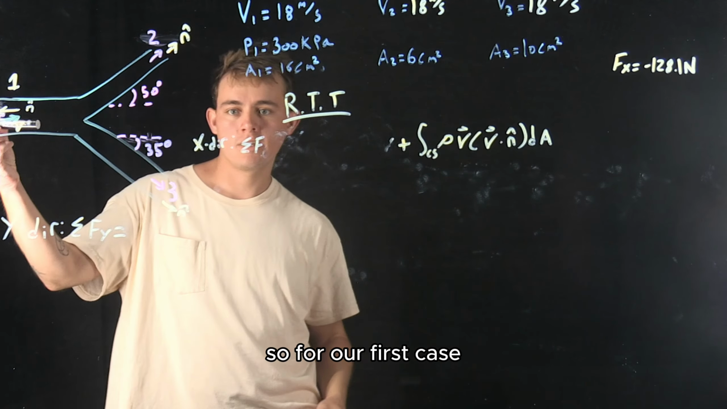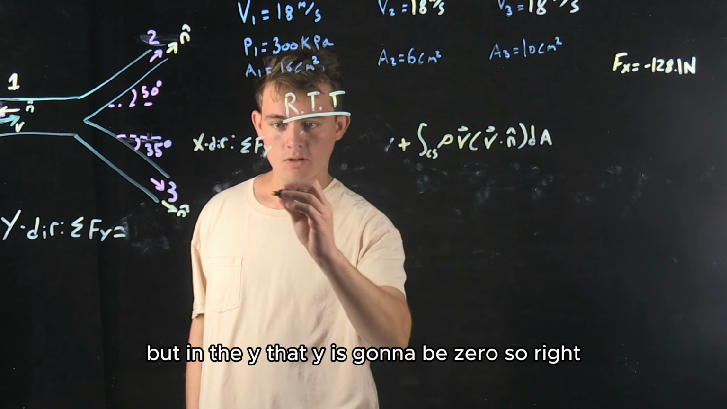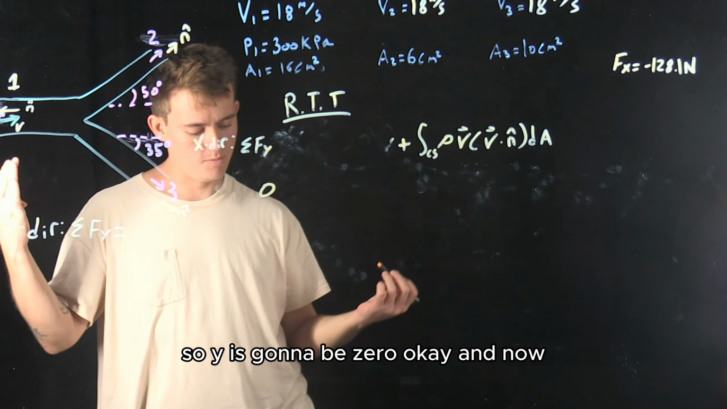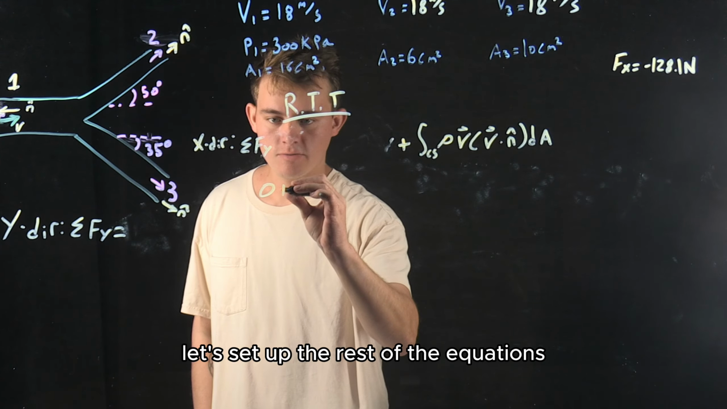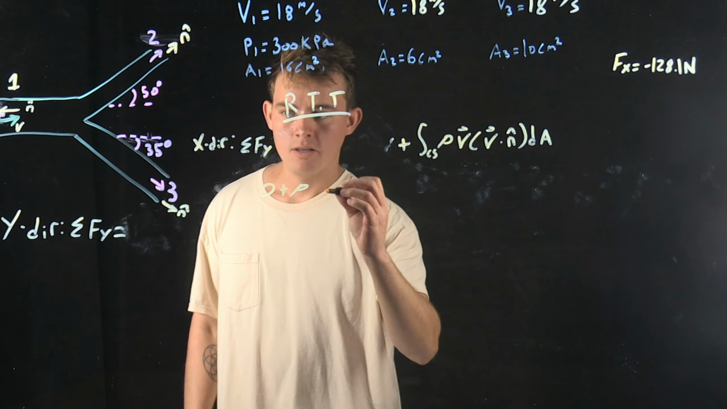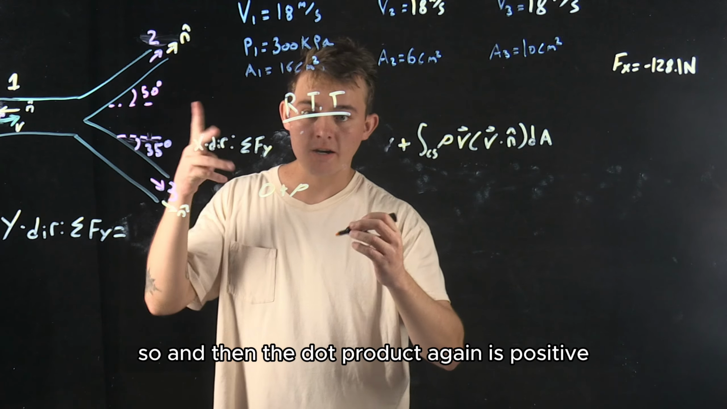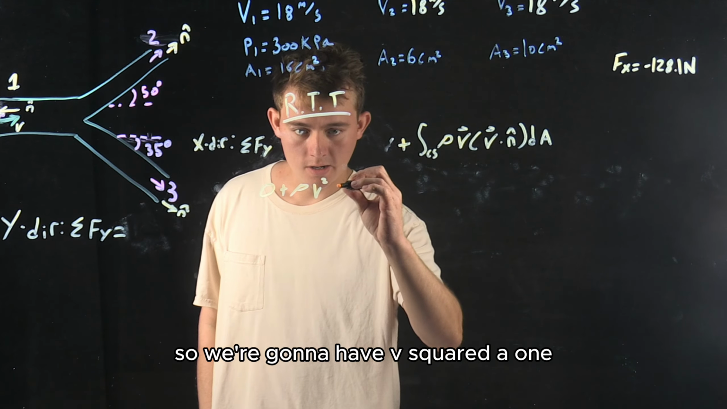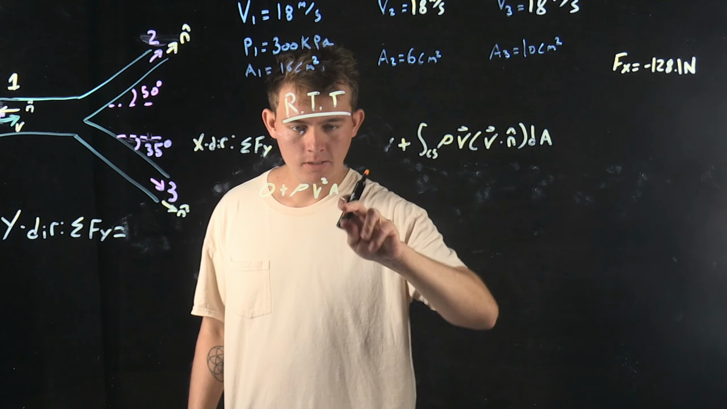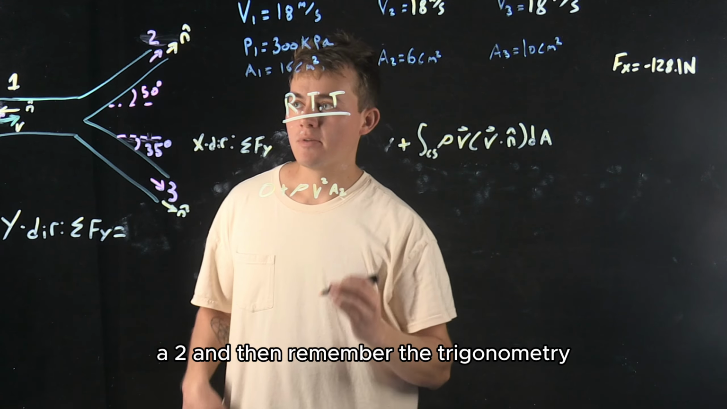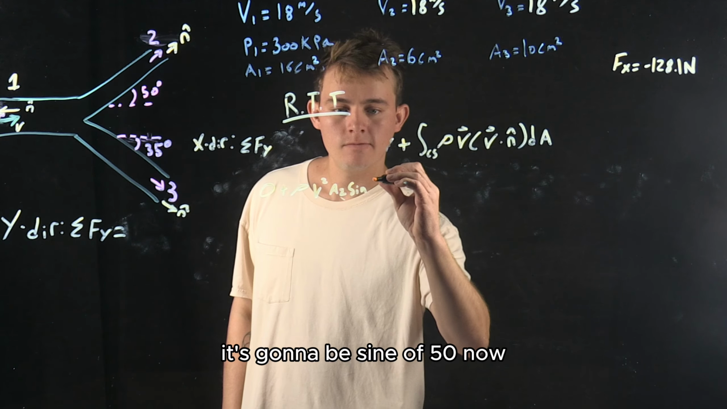So for our first case, we're going in directly at the right, but in the y, that is going to be 0, because it's only going in the x direction. Okay, and now let's set up the rest of the equations for the second two. So we have rho, velocity is going up, so that's a positive velocity, right? And the dot product again is positive, so we're going to have v squared A2. And then remember the trigonometry: since we're going in the y direction, it's going to be sine of 50 now.